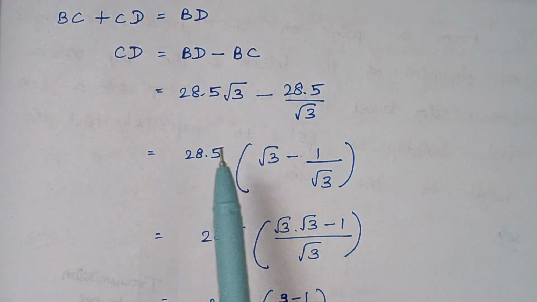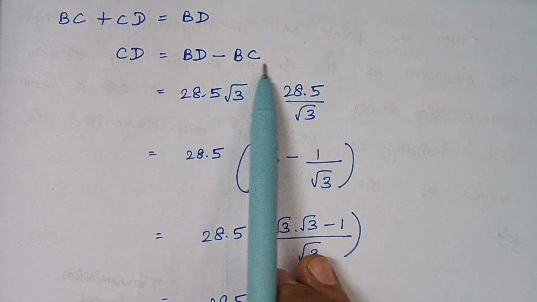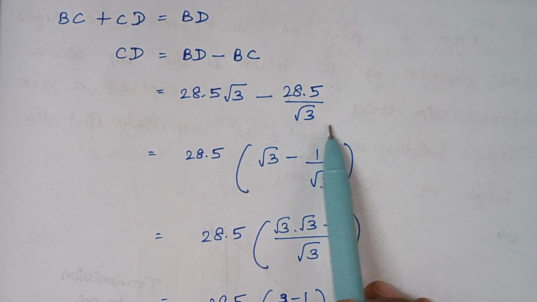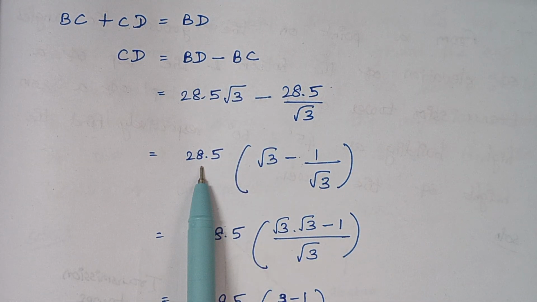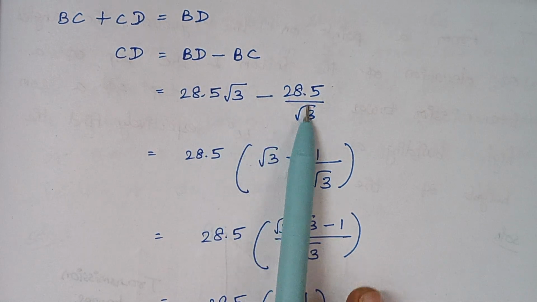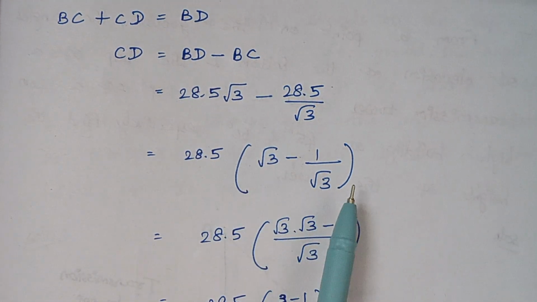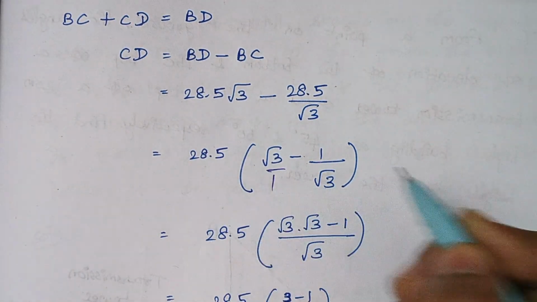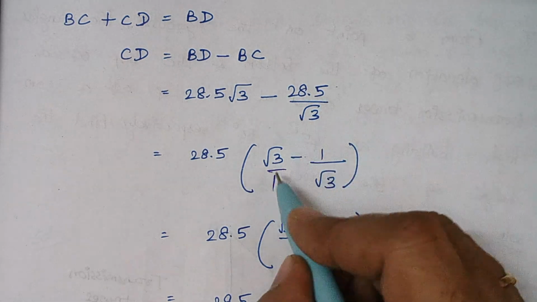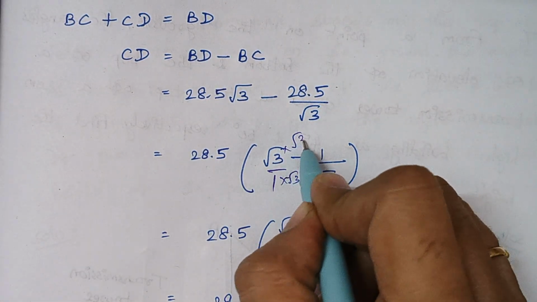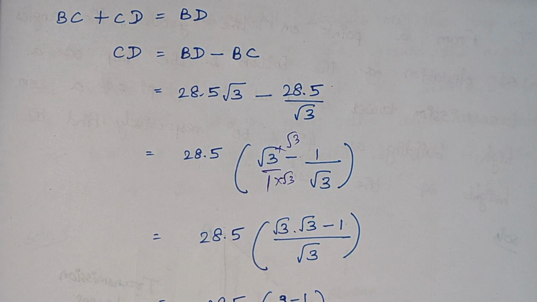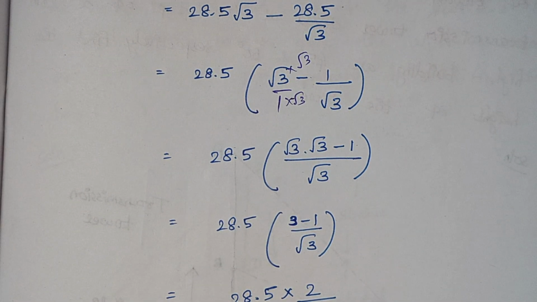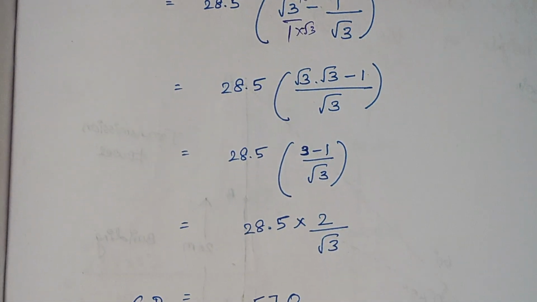So what is the value of BD? It is 28.5 root 3. And what is the value of BC? It is 28.5 by root 3, right? In both these terms, 28.5 is common, so I am taking it outside. The remaining terms are root 3 minus 1 by root 3. Again take LCM. Here the denominator is 1, so I have to make this root 3. I multiply both numerator and denominator by root 3. So root 3 into root 3 minus 1 divided by root 3. Root 3 into root 3 becomes 3, so 3 minus 1 by root 3, which is 2 by root 3.